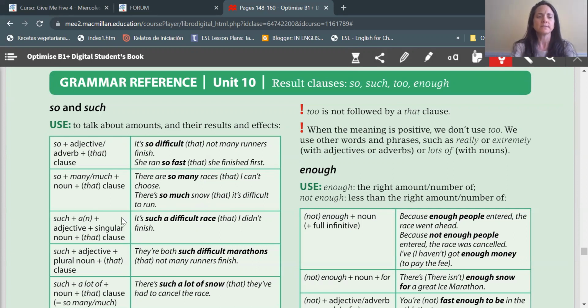The other structure is such plus a or an plus an adjective plus a singular noun plus a that clause. For example, it's such a difficult race that I didn't finish. Such a plus adjective, difficult, and plus the singular noun, race. Then we have such plus adjective plus plural noun plus that clause. They are both such difficult marathons that not many runners finish. So here you can see that you have such plus the adjective difficult plus the plural noun marathons.